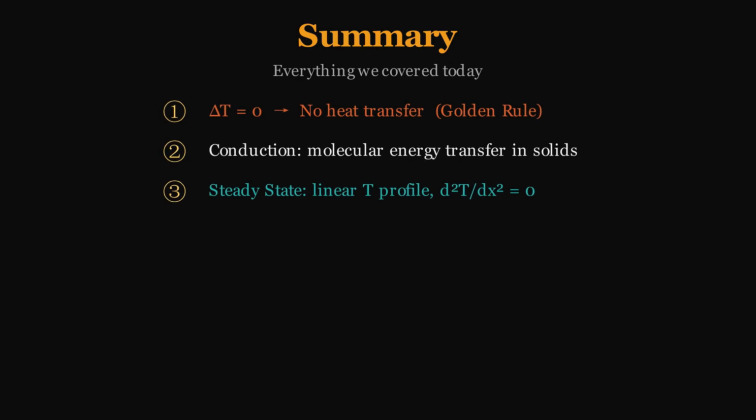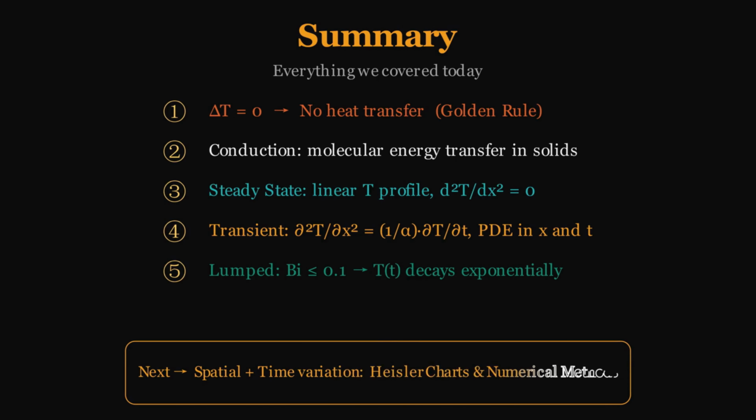Let us recap. First, the golden rule: no temperature difference means no heat transfer. Second, conduction is molecular energy transfer through a solid, no material movement needed. Third, in steady state, the temperature profile is linear and the second derivative is zero, governed by Fourier's law. Fourth, in transient conduction, temperature varies in both space and time, described by the heat diffusion equation with thermal diffusivity alpha. Fifth, when the Biot number is at or below 0.1, the lumped capacitance method applies. The object cools or heats as a simple exponential decay.